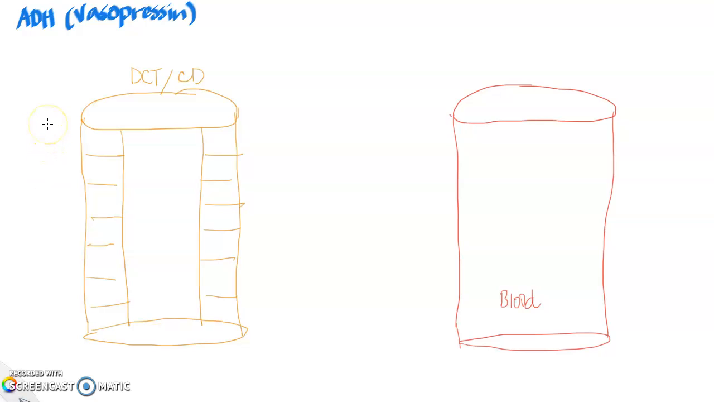Okay, so ADH or vasopressin, what does that do when it is secreted by the hypothalamus? How does that help us with low blood pressure and low blood volume? Well, ADH will target the distal convoluted tubule and collecting duct.